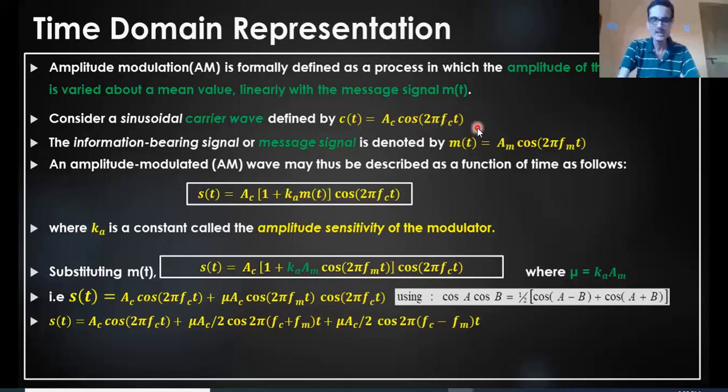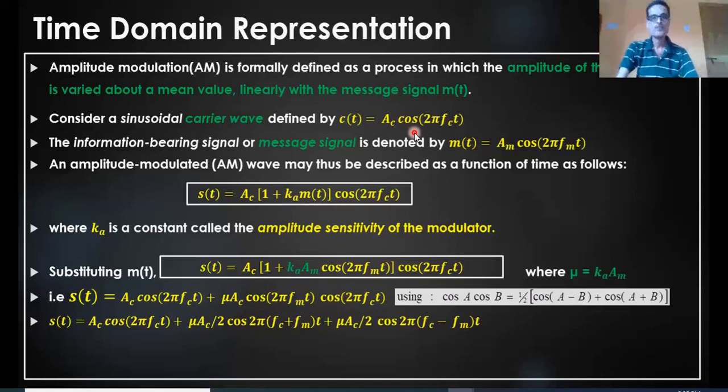I have not considered the phase part here because the phase and the frequency are kept constant. Only the amplitude of this particular carrier, that is the peak amplitude Ac, is varied according to the amplitude of the message signal.